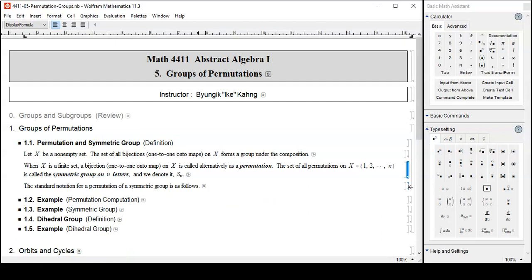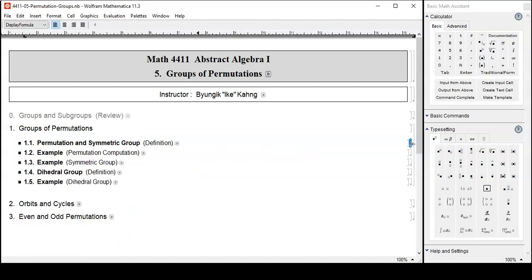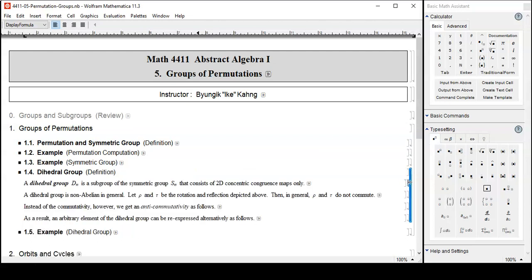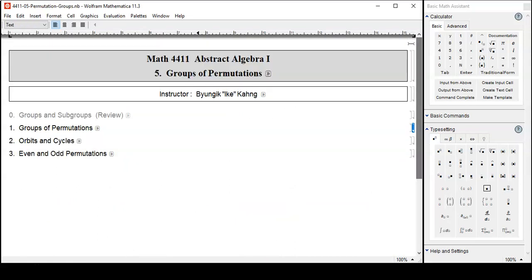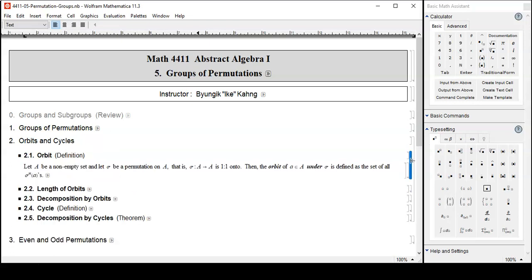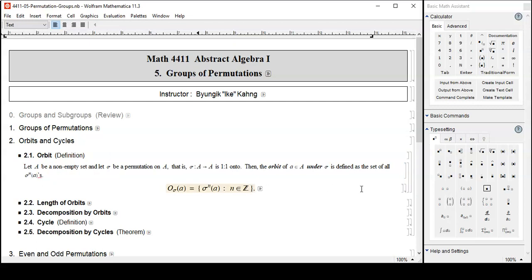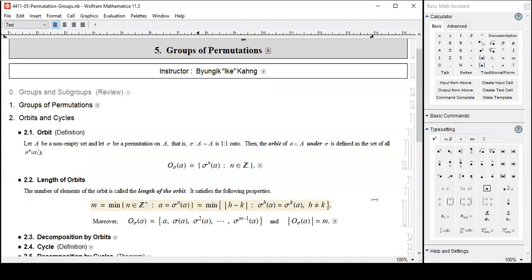The permutations of symmetric groups can be written like this, and then we did some computation exercises. Also, we studied its particular subgroup, a dihedral group. But that was a bit of a side note. In general, for permutations of symmetric groups, we can consider orbits and cycles. The orbits are defined like this, and then we can define the lengths of orbits using the theory of finite cyclic groups.